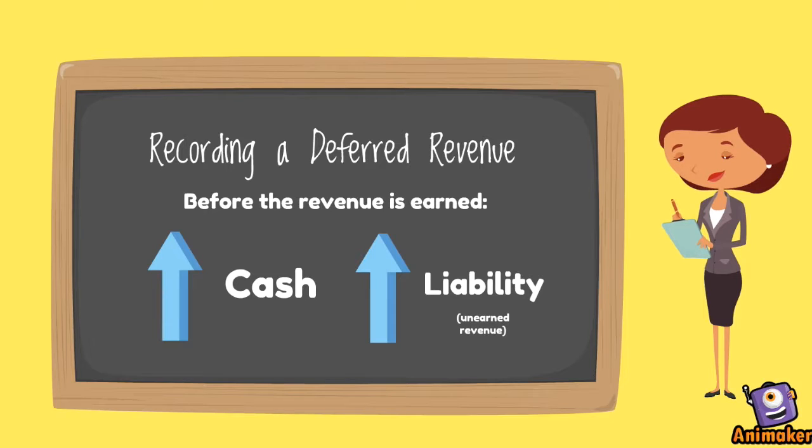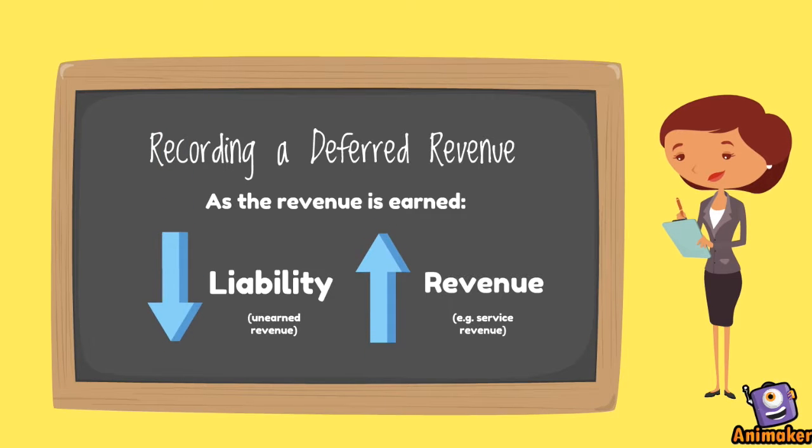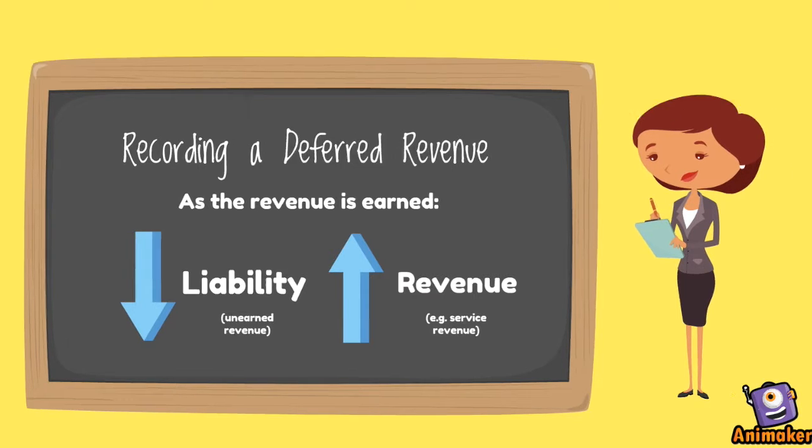Before the company earns the revenue, they should increase both cash and unearned revenue by the amount received. As the revenue is earned, the company decreases the liability account and increases the related revenue account.